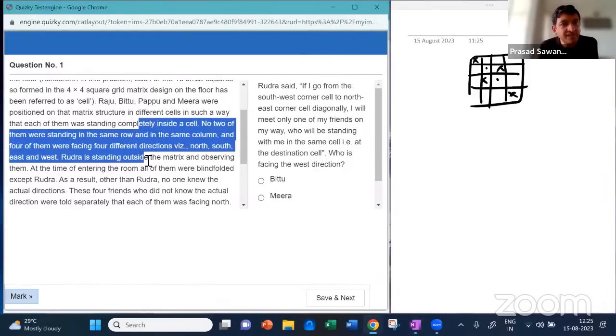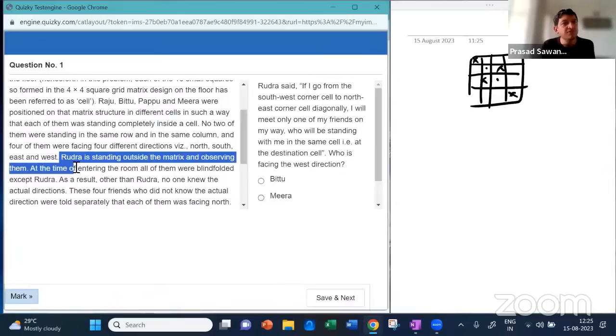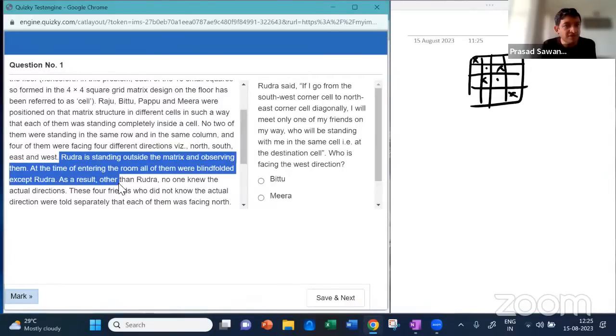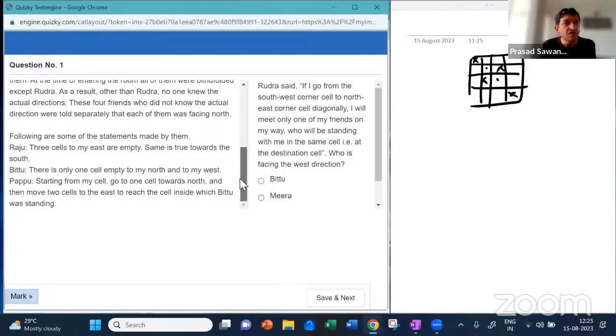And are facing 4 different directions: north, south, east, and west. Oh, okay. So understood. Well, there is no absolute north, south, east. Okay. Rudra is standing outside the matrix, so the 5th person is outside the matrix, observing them. Fair enough. At the time of entering the room, all of them were blindfolded except Rudra. So Rudra knows everything. As a result, other than Rudra, no one knew the actual directions. Acha, everybody is blindfolded now. These 4 friends who did not know the actual direction were told separately that each of them was facing north. Acha, they thought everybody was facing north. So according to them, there will be an east, which might not really be the absolute east. That's what we're talking about.